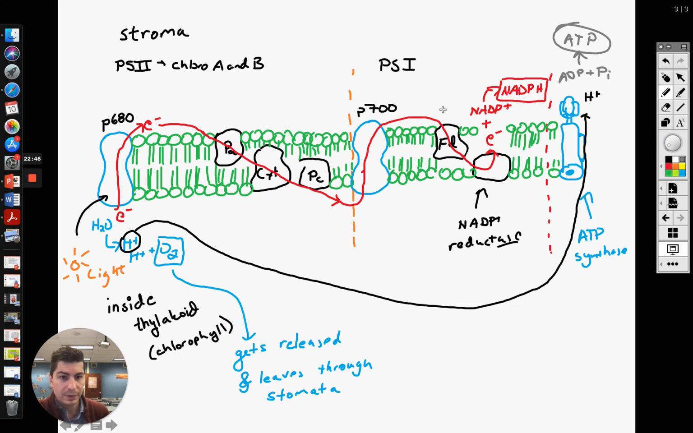So when is water split? Photosystem 2. When is light absorbed? Photosystem 2. When is NADPH formed? Photosystem 1. The last one we've got to talk about is ATP. ATP is technically formed by the products of photosystem 2, because once water's split, those protons are going to go to ATP synthase, and that's going to help us generate the ATP. Okay? So that is all of our light reactions, guys.